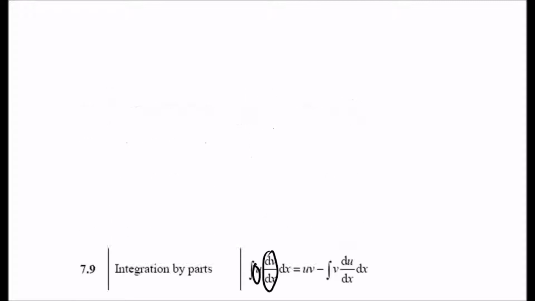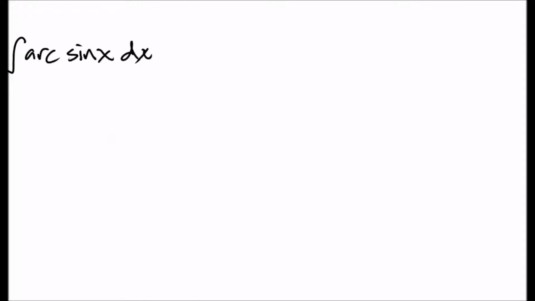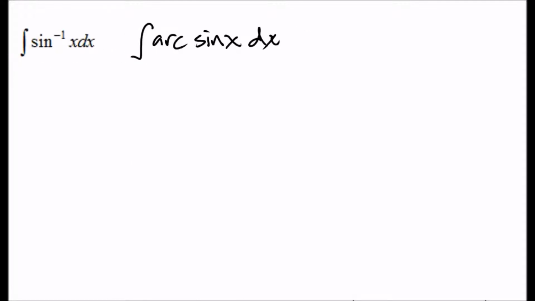Now then, what we're going to do is change our integral to make it into a product, the product of two functions. So what we're going to do is integrate 1 multiplied by the arc sine of x.